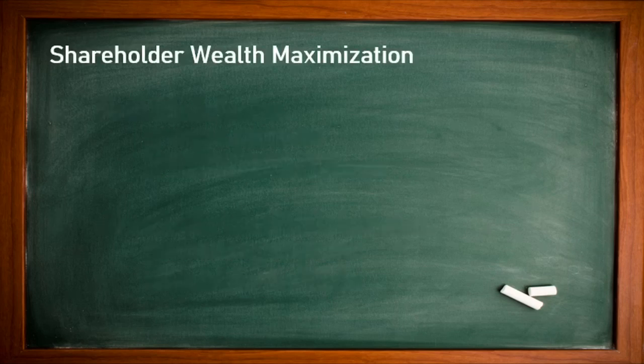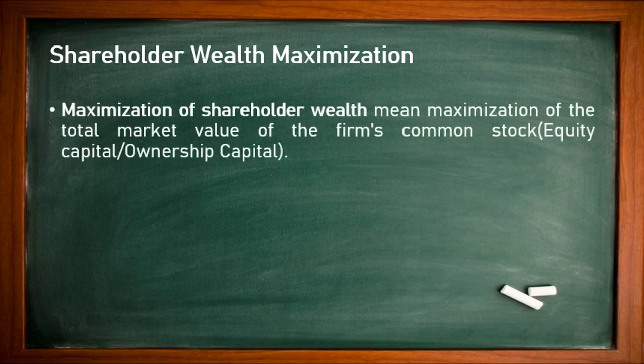First we will discuss shareholders' wealth maximization to understand more about it. Maximization of shareholders' wealth means maximizing the total market value of the firm's common stock. Common stock means equity capital. Equity capital means owner's capital. We can say that this is the ownership capital. When we are talking about common stock, it means the money or the fund given by the owner to the organization. It is reflected in that.